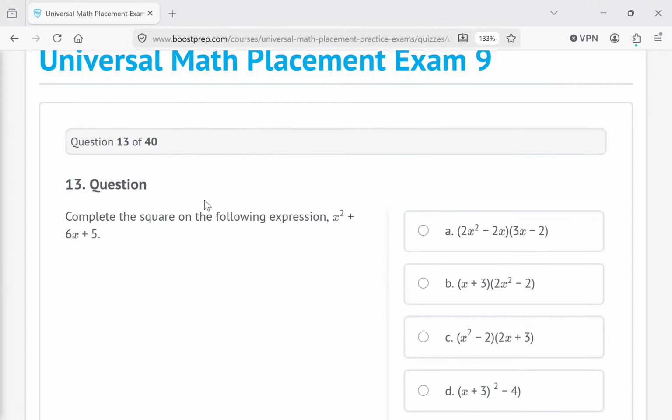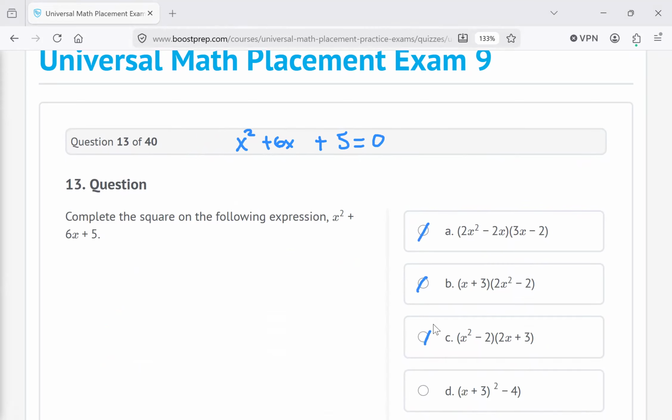Question 13, complete the square in the following expression, x squared plus 6x plus 5. So we have x squared plus 6x plus 5 equals 0, and what you want to do is complete the square. Did you know you can eliminate A, B, and C just based on the looks?